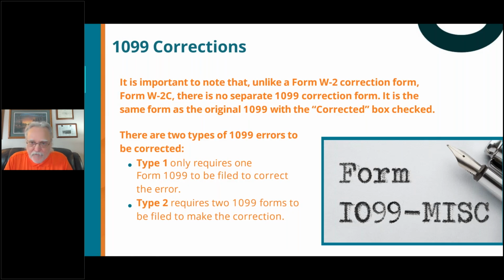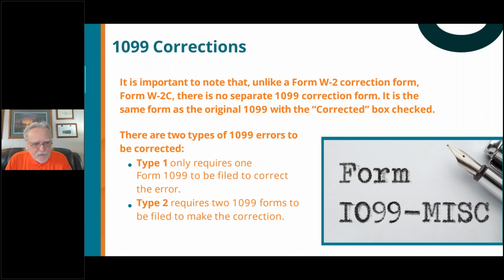1099s are quite different. 1099s have two separate processes depending on the type of error that has occurred, and there is no separate 1099-C correction form. You actually use the exact same form that you used when you filed originally. You maybe didn't notice, but there's a little box at the top of it that says corrected, and you would have to check that box, and that'll make it a 1099 correction.